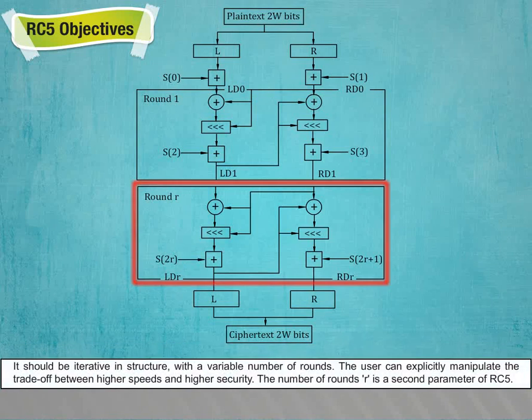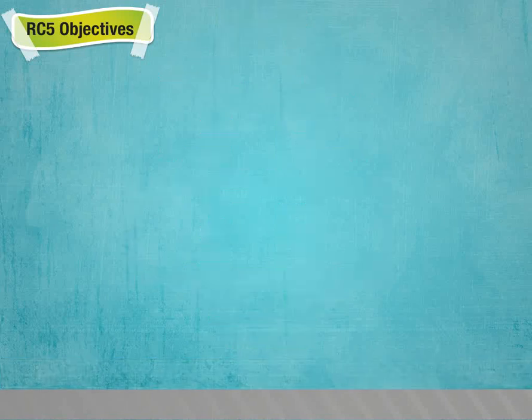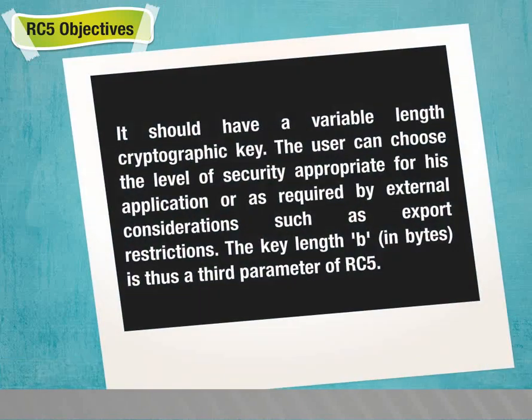It should be iterative in structure with a variable number of rounds. The user can explicitly manipulate the trade-off between higher speeds and higher security. The number of rounds, r, is the second parameter of RC5. It should have a variable length cryptographic key. The user can choose the level of security appropriate for his application or as required by external considerations such as export restrictions. The key length, b, in bytes is thus a third parameter of RC5.